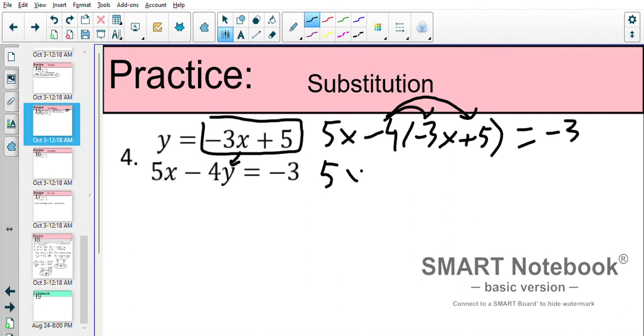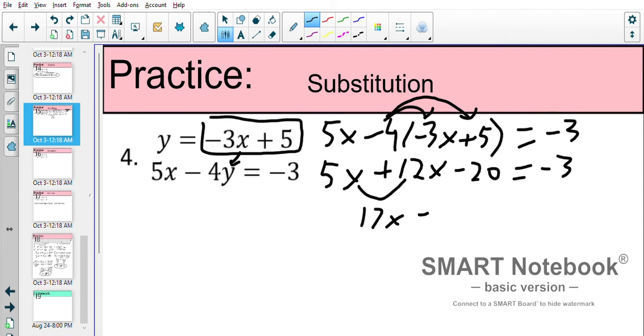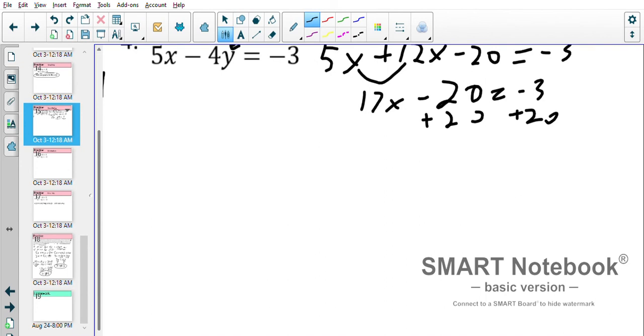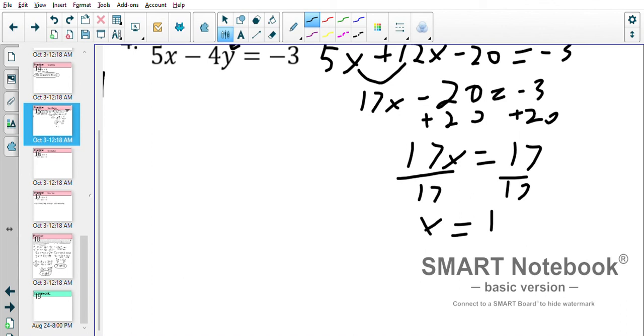We end up with 5x. Negative 4 times negative 3x will end up being a positive 12x. And then negative 4 times 5 is negative 20. Over on the other side, we have a negative 3 still. We can combine these like terms, get 17x minus 20 equals negative 3. We'll add 20 to get that on the other side, and that will get us 17x left on this side and positive 17 over on that side. Finish this out by dividing by 17, and we get x equals 1.